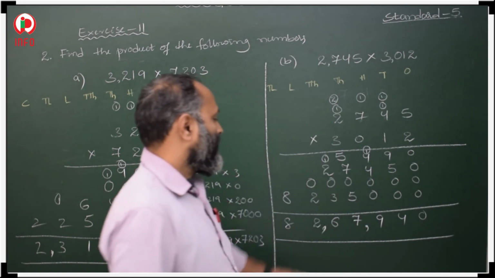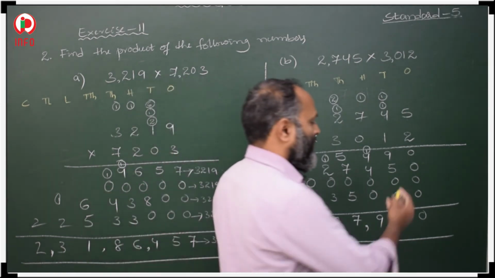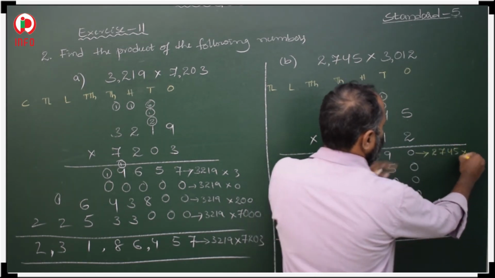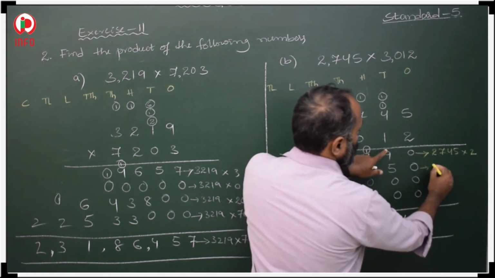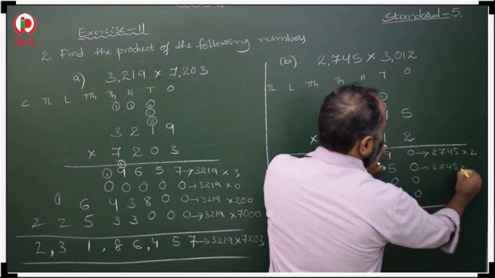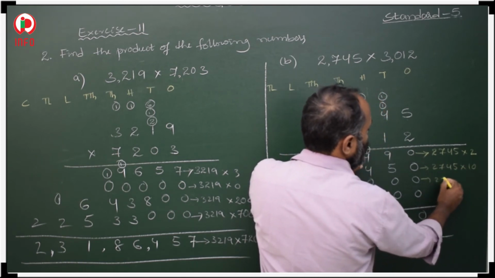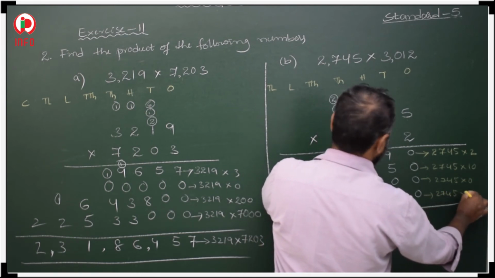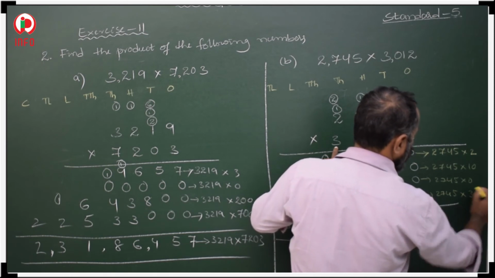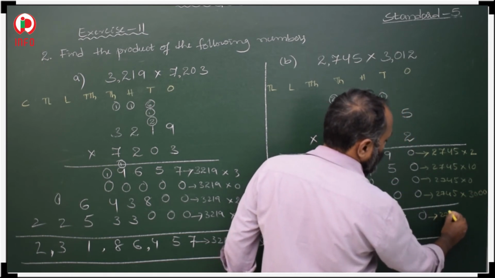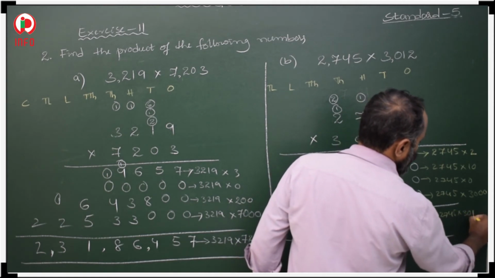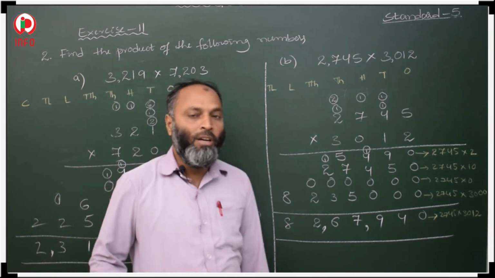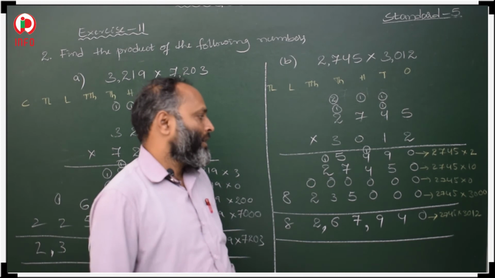82 lakhs 67,940. Then what is this product? This product is 2745 with 2. Next, 2745 with 10. Next, 2745 with 0. Next, 2745 with 3000. Then last, what is our answer? 2745 with 3012. 3012. This is our product of a 4-digit number with a 4-digit number. Okay.